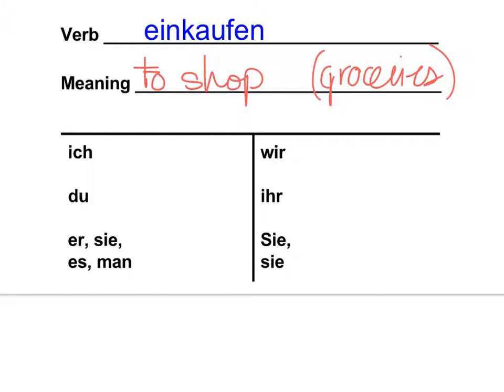They also use the verb shoppen. So they've kind of taken our word. But einkaufen is the one we're going to conjugate now. So it separates into 2 parts. Can you tell me where you think it separates? Ein, yeah, and then the kaufen. Good. Okay, so it separates here.